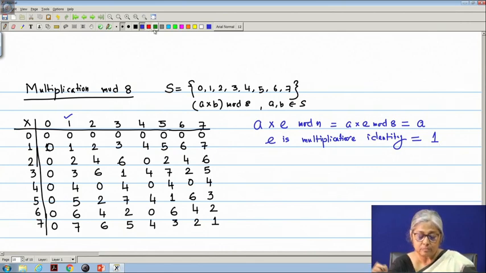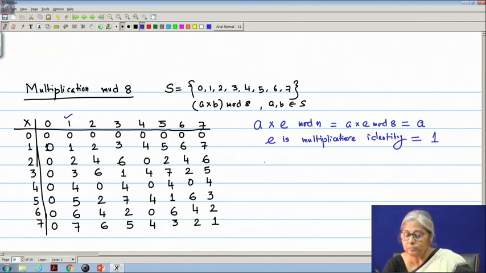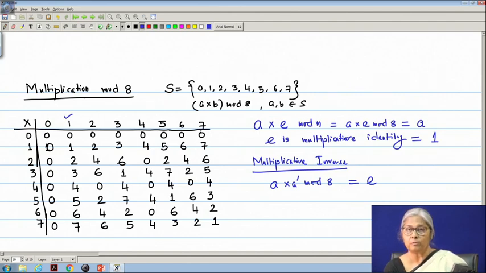Now we remember the definition of inverse. For the multiplicative inverse, we remember, A into A dash modulo 8 should be E, or E modulo 8.